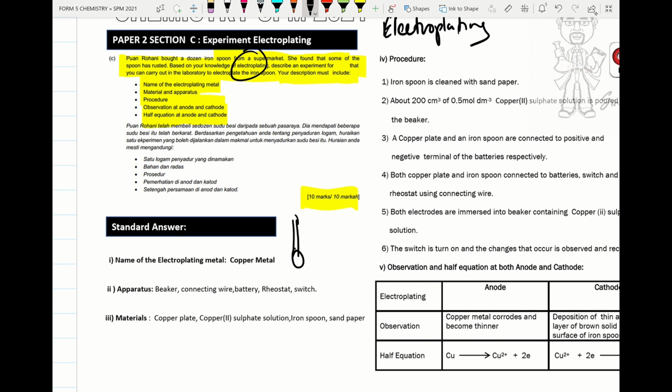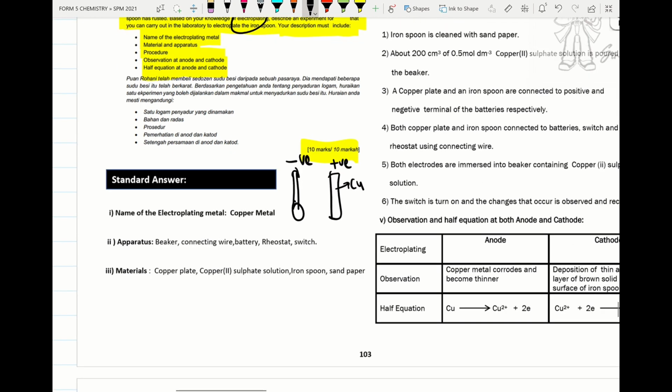All right, an iron spoon can be coated with what? Coated with copper strip. So this copper strip should be placed at the anode. This is an example of an electrolytic cell, and the object should be placed at the cathode. Please remember this one.